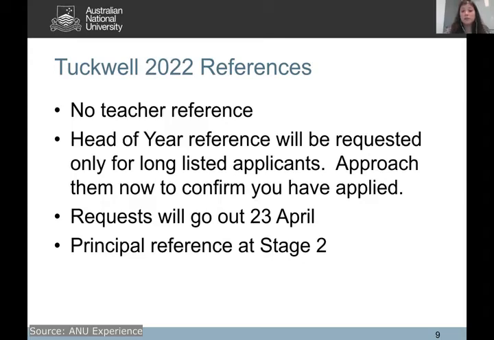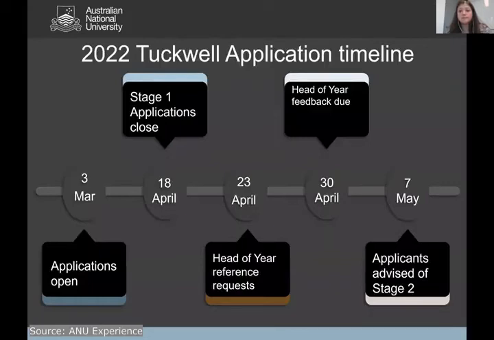Requests for the head of year reference will go out on the 23rd of April. The principal reference belongs to stage 2. So those will be asked only for people who are progressing to stage 2. So that request might come out somewhere between the 7th and the 21st of May. So it's not required for stage 1 applicants. And we've got a beautiful graphic about the Tuckwell application timeline.